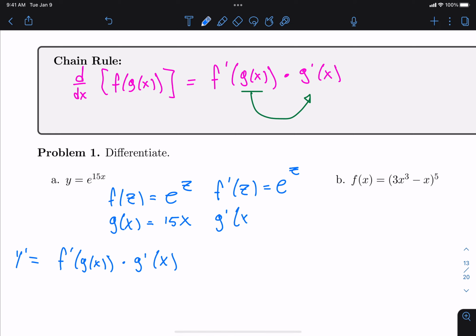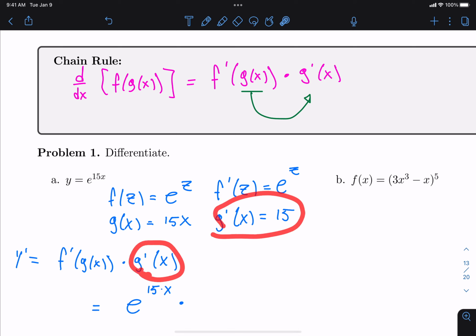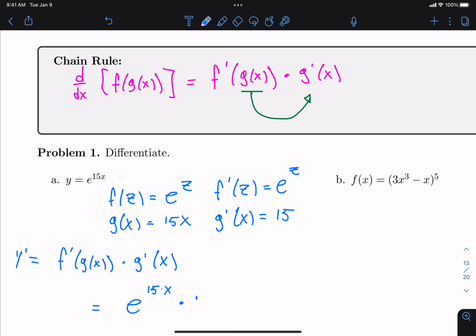And g prime of x is just the derivative of 15x, which, what's that? Just 15. The derivative of a linear function is the slope. And now I'm going to just execute this by plugging g of x into f prime. So 15x needs to get plugged in for z in f prime, which gives me e to the 15x. But now I have to multiply times g prime of x, which is 15, so I get 15. All done.